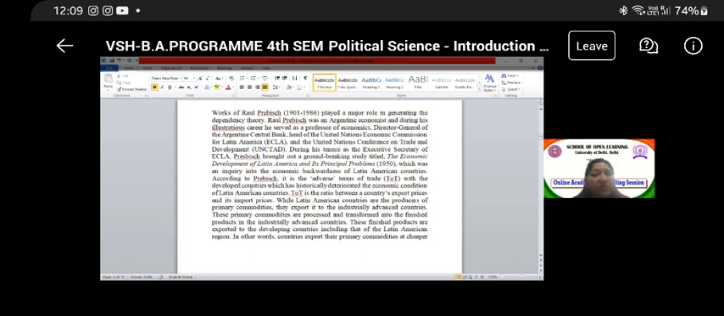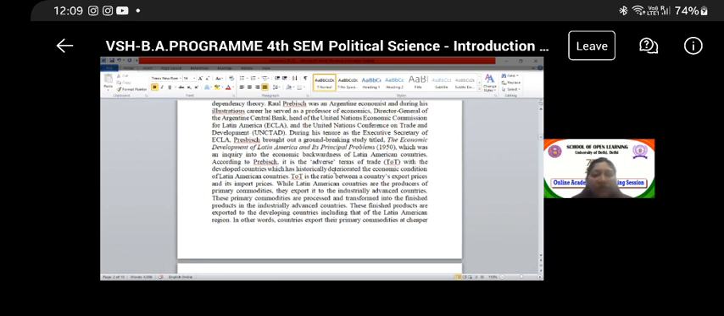the dependency theory. Raul Prebisch was an Argentine economist, and during his illustrious career as a professor of economics and Director General of the Argentine Central Bank, he founded the ECLA, Economic Commission for Latin America. He was the head of it also, and of the United Nations Conference on Trade and Development, UNCTAD. During his tenure as the executive secretary of ECLA, Prebisch brought out a groundbreaking study titled The Economic Development of Latin America and Its Principal Problems. That was in 1950, which was an inquiry into the economic backwardness of Latin American countries.